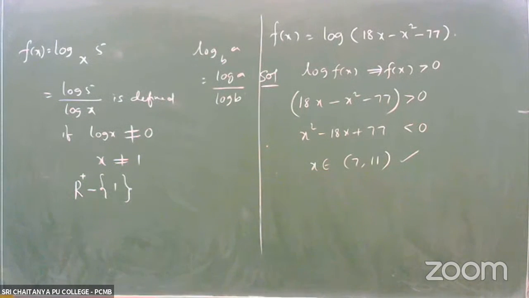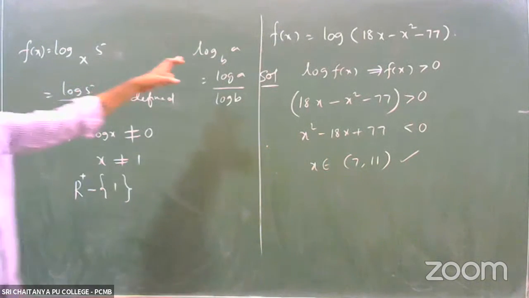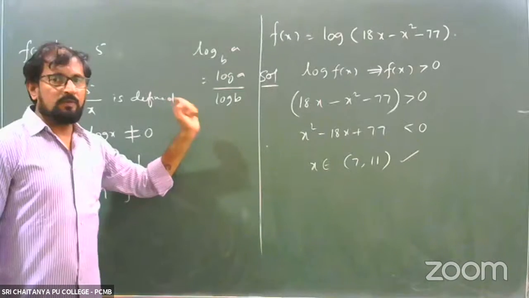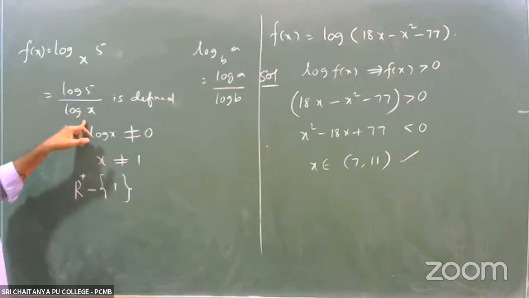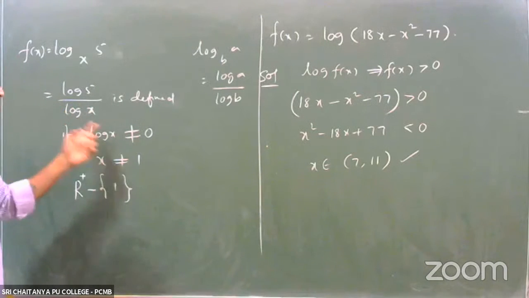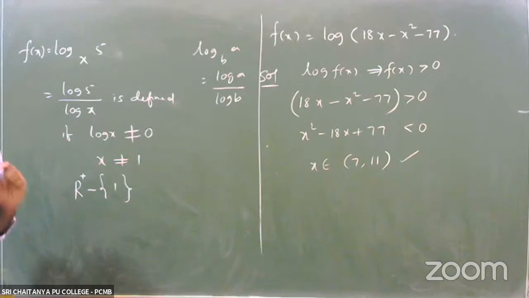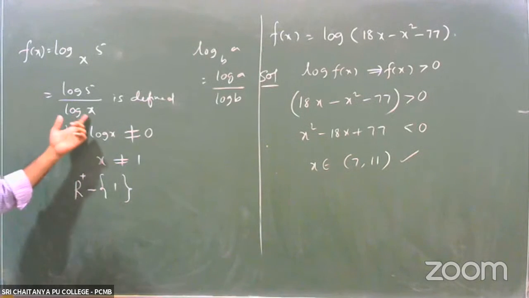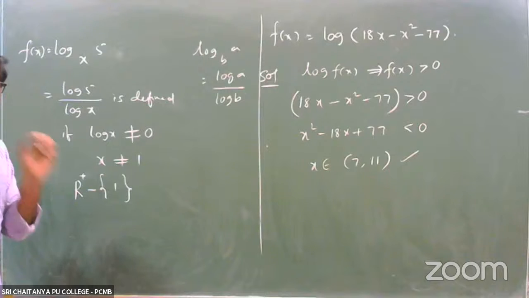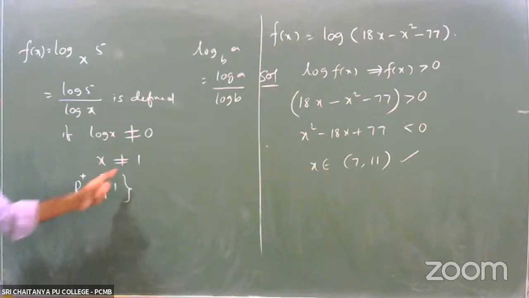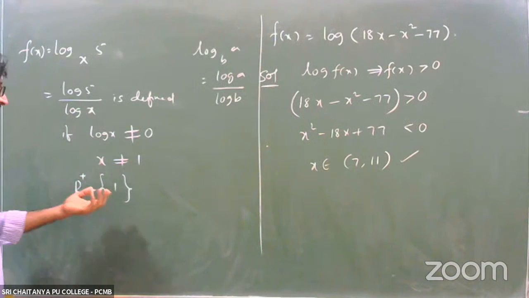I am repeating that problem again. The given problem is in the form of log a base b. Log a base b can be written as log a by log b. Okay, so log 5 by log x. This is defined if the log x value is not equal to 0. Log x value is not equal to 0 means x should not be equal to 1. So R plus. Sir, why did you take only R plus but not R? Logarithm is defined only for positive real numbers. Logarithm will not be defined for negative numbers. So it is R plus minus this one. Okay, all real numbers except 1. Copy this one.